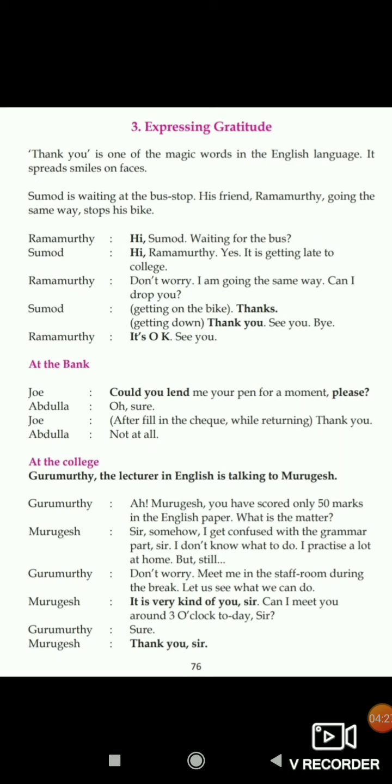So look at the bold letters. It is very kind of you. It's very sweet of you. I am very grateful to you. These are the expressions we have to use in formal conversations or communication. Here this is the communication between a teacher and a student. So he is saying it's very kind of you, and he says thank you also at the end of the conversation. So these are some examples of how to express our gratitude with different types of expressions. Let us see how to express gratitude in a formal way as well as in an informal way.